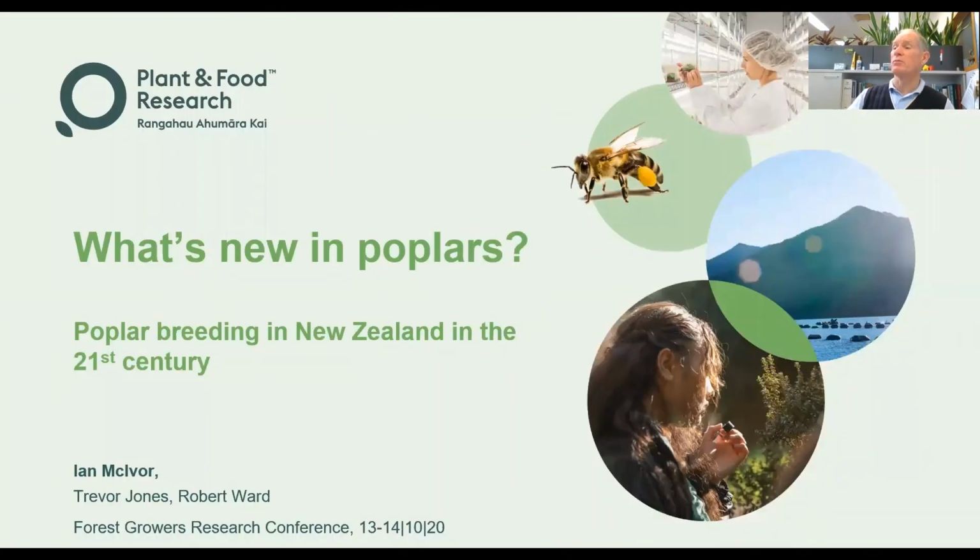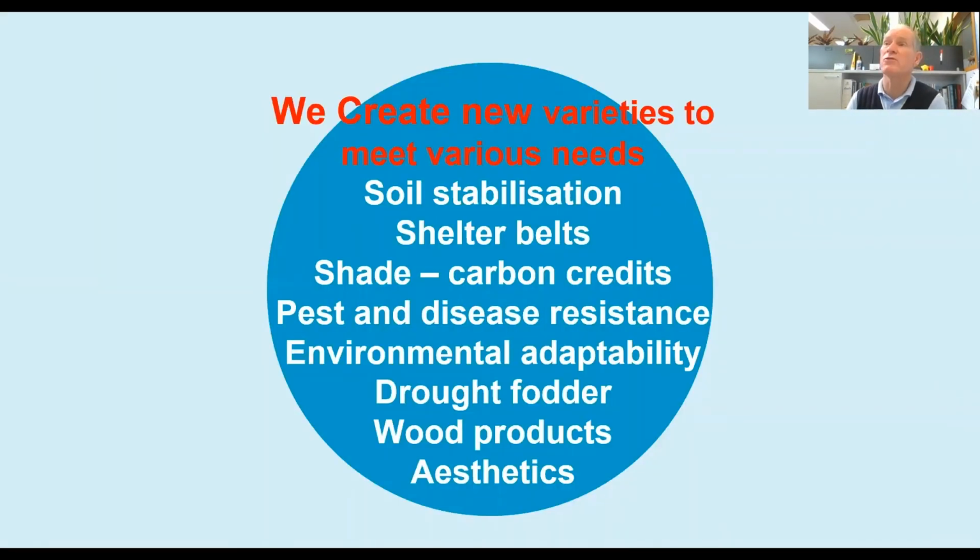The poplar breeding program started in Palmerston North under the leadership of Chris van Kraenoord back in the 1960s, and it was within the activities of the then Ministry of Works, with a focus on breeding poplars for New Zealand conditions and purposes, particularly around soil stabilisation. So we create new varieties to meet various needs. I've already emphasised soil stabilisation, particularly on farmland, but also for shelter belts, for shade, carbon credits, pest and disease resistance, drought fodder, aesthetics, wood products.